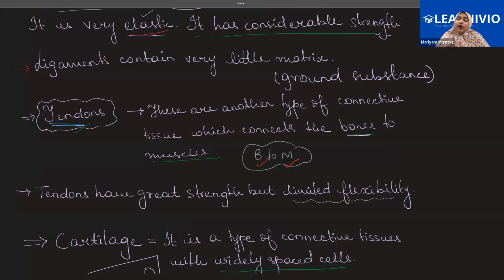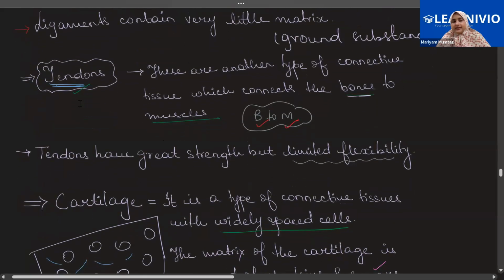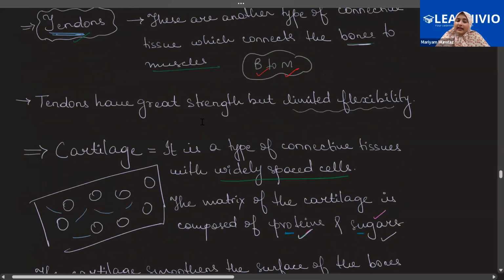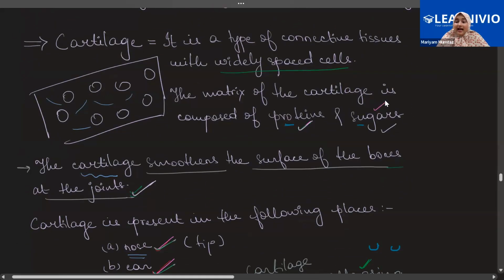After that, we have another kind of connective tissue present in our body, that is the tendons. Now the tendons are responsible for connecting the bones to the muscles or the muscles to the bone. Right? So the reason why our bones can attach to the muscles is because of the presence of tendons. Tendons are yet another connective tissue. They have great strength, but again, they also have limited flexibility. Now, coming on to the tissue that actually has a lot of flexibility, and that is the cartilage.